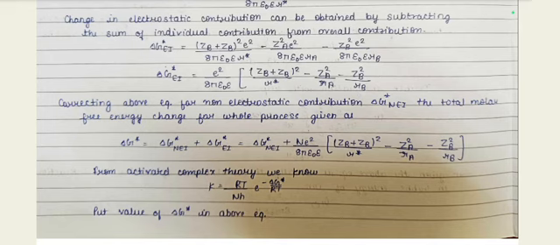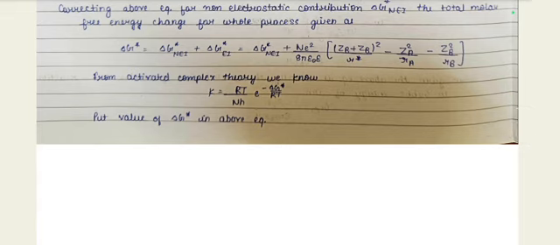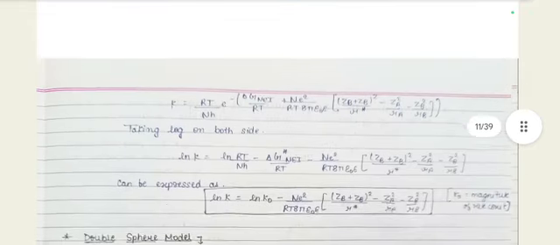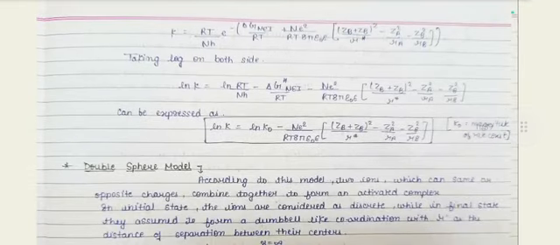From activated complex theory we know k equals RT by Nh e raised to the power minus delta G star by RT. Put the value of delta G star in the above equation. k equals RT by Nh e raised to the power minus delta G NEI by RT plus N e squared by RT 8 pi epsilon naught epsilon into (ZA plus ZB) squared by r star minus ZA squared by rA minus ZB squared by rB.